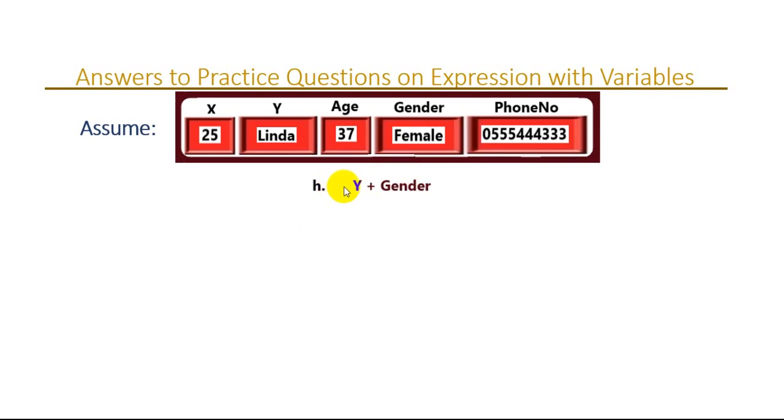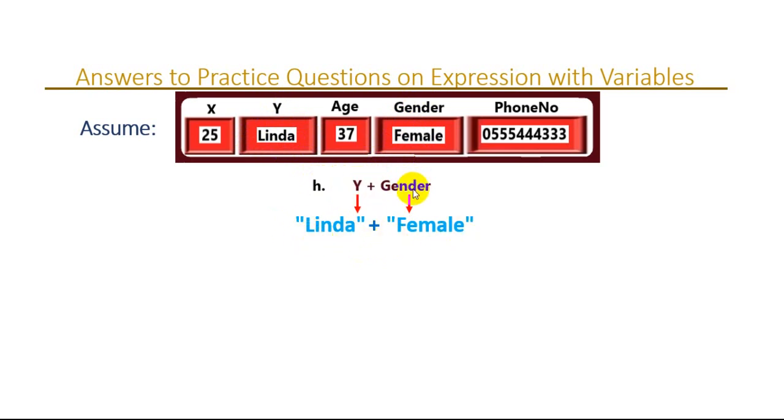H. Now this time we are using Y plus gender. There are no double quotes, so we are not referring to the letter Y or the word gender. Therefore, these are two variables. Y is this variable, gender is this variable. So Y we will replace with the word Linda, and gender we will replace with the word female. And then the plus in between: join. So now we are concatenating Linda and female.